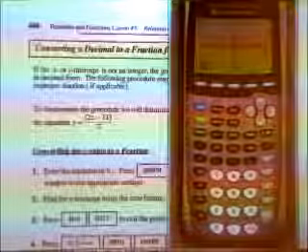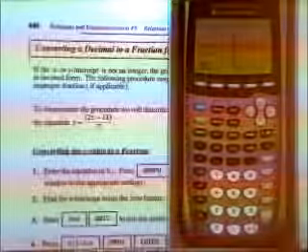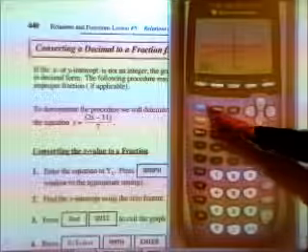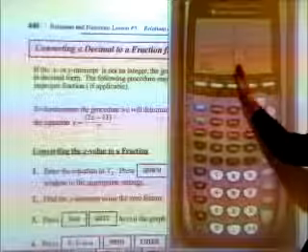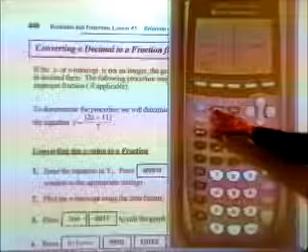And what do I get? 5.5. So there's two ways that I could do this. Both ways involve going to your main screen, which I get by going second quit.